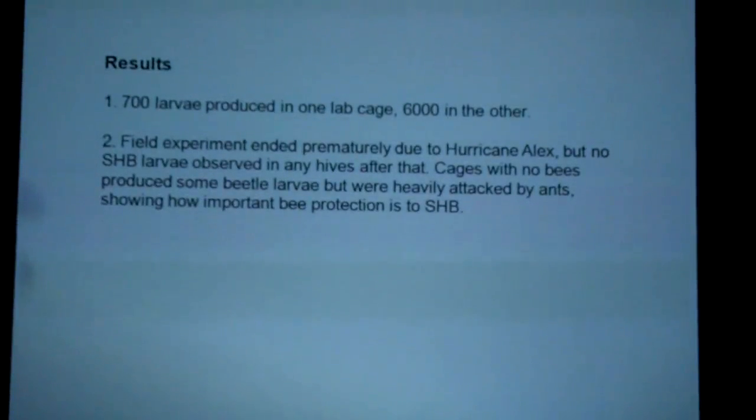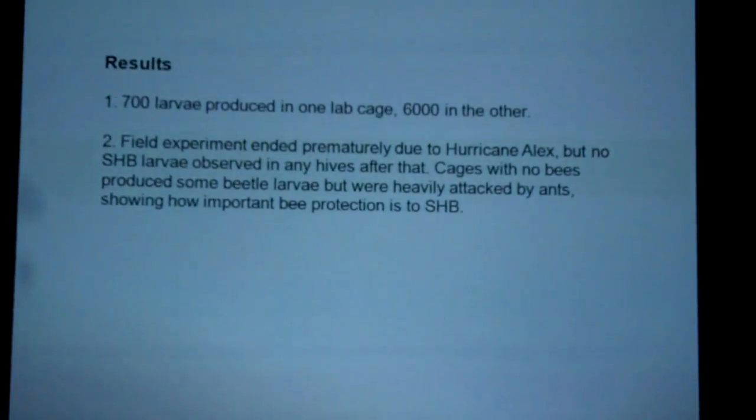Now, the field experiment ended prematurely due to Hurricane Alex, but in the end, it didn't really matter. We found no small hive beetle larvae at all in the beehives where I'd introduced them. And in the cages in the field that had the honey and pollen frames but no bees, there were small hive beetles, but those were heavily attacked by ants. And so it was really hard to say, well, what's going on here? We found ants removing small ones and getting through the mesh. It was a very small mesh, but still.